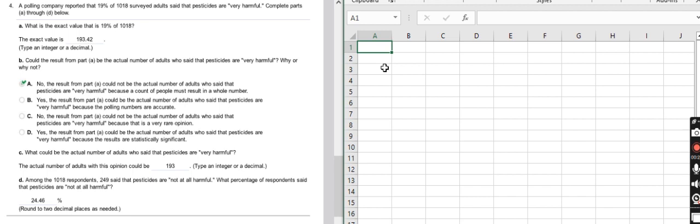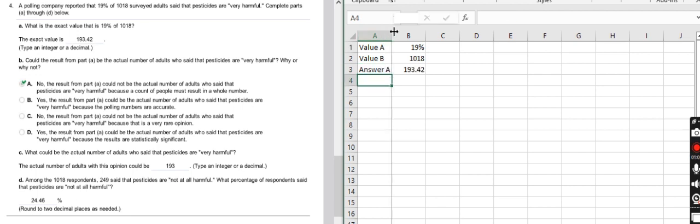I am extracting the values from this question. The first value is 19%, the second one is 1018. Value A is 19% and value B is 1018. Then answer: multiply by this one. Okay, this is the answer A.